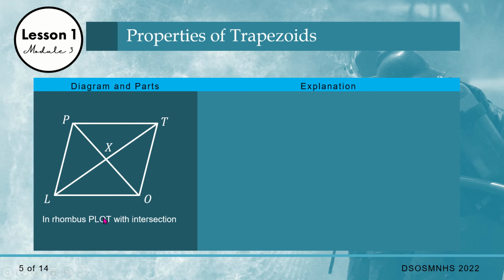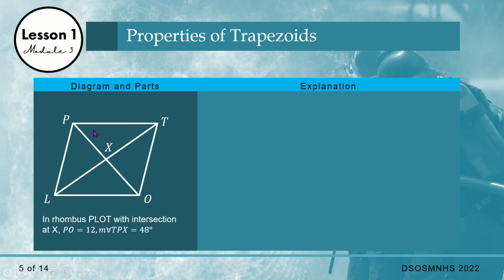Okay, the given in rhombus PLOT with intersection at X: PO is 12. PO is 12. So P onto O. So the shorter diagonal is 12. So half of 12 is 6. So PX is 6 while OX is 6.